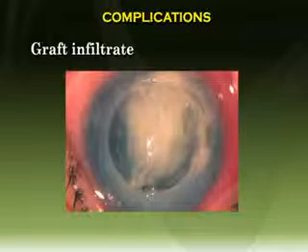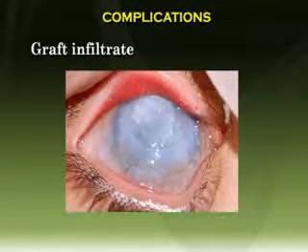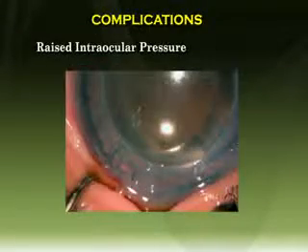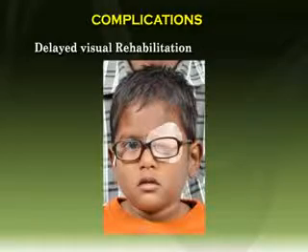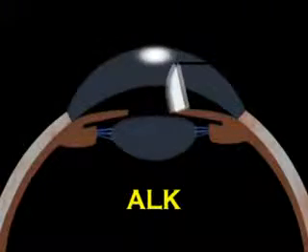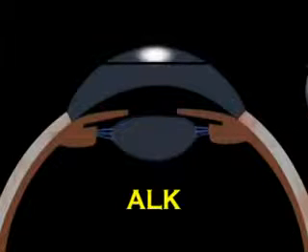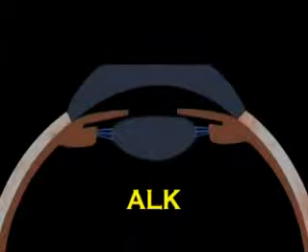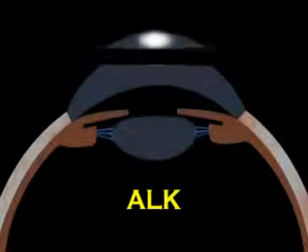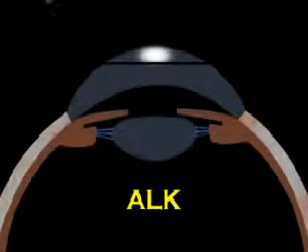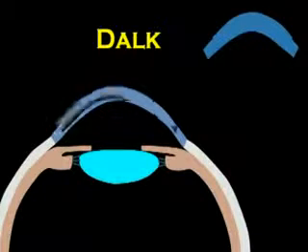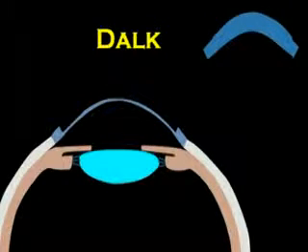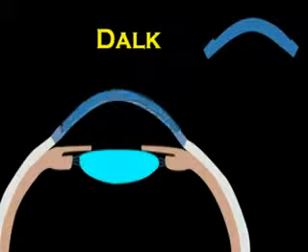Common complications of penetrating keratoplasty include graft infiltrate, increased intraocular pressure, cataract, endothelial failure, graft rejection, and delayed visual rehabilitation leading to amblyopia. In recent years, with the advent of newer and more refined techniques, anterior or deep anterior lamellar keratoplasty are re-emerging as a surgical treatment option in the management of anterior stromal pathologies with favorable outcomes compared with penetrating keratoplasty.